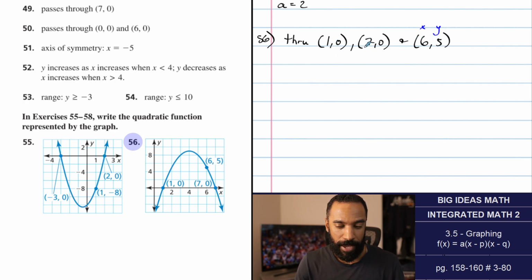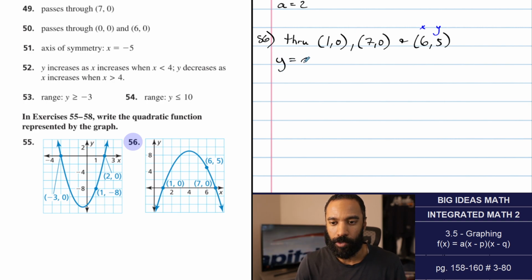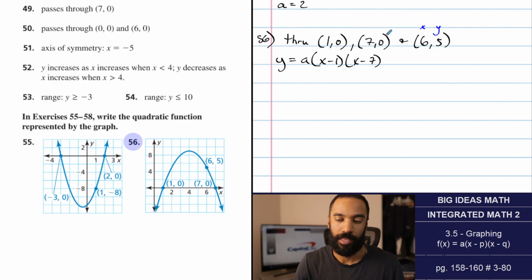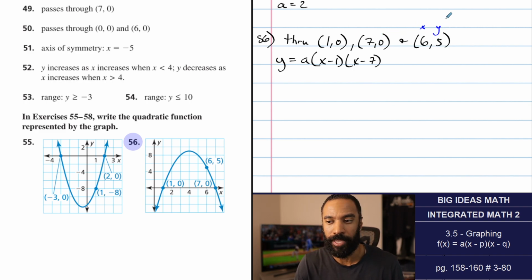So again, we're hamstrung by this to get the specific a value based on that. So we're going to do y equals a times x minus 1 times x minus 7. Those are the factors of those x-intercepts, because that's what they are. These are x-intercepts. When y equals 0, that's what we have. I don't know if that was fully explained.